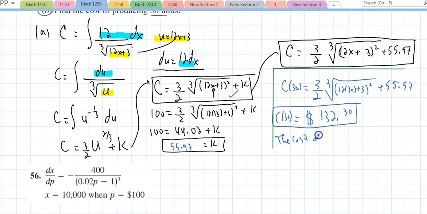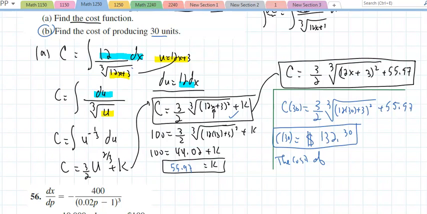The cost of producing 30 units is $132.30. Okay, I want to do one more.